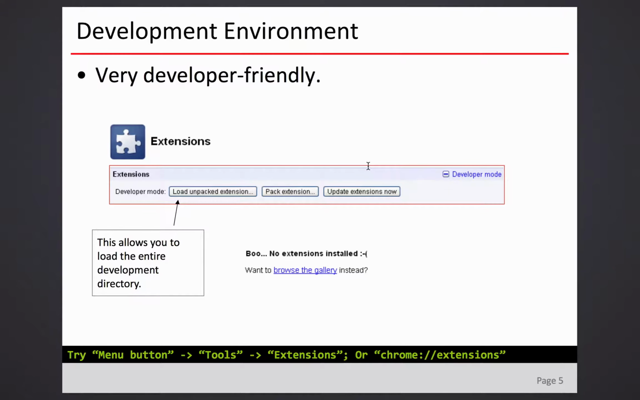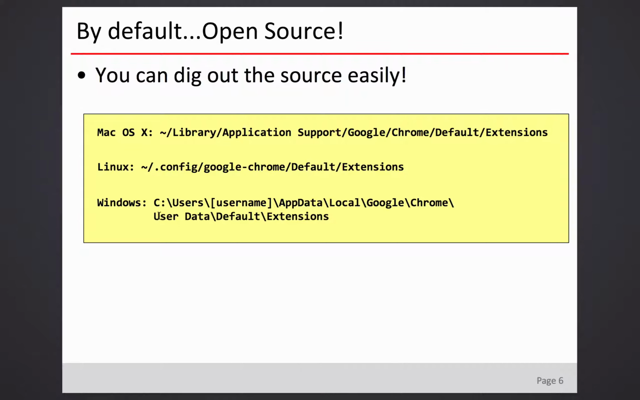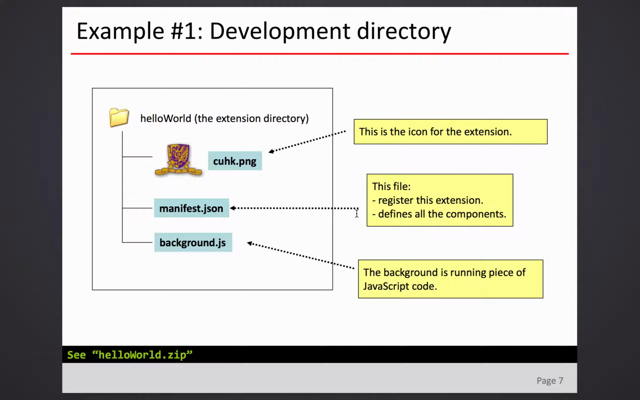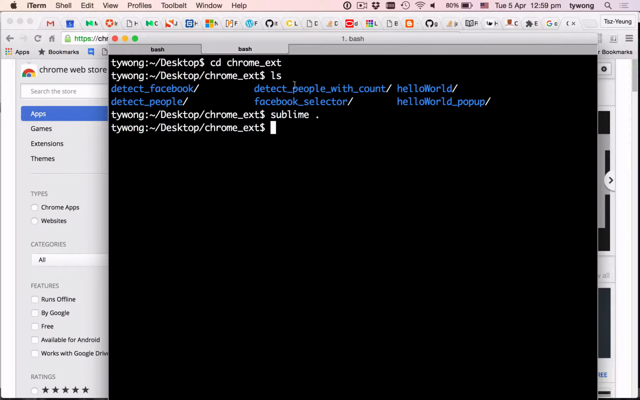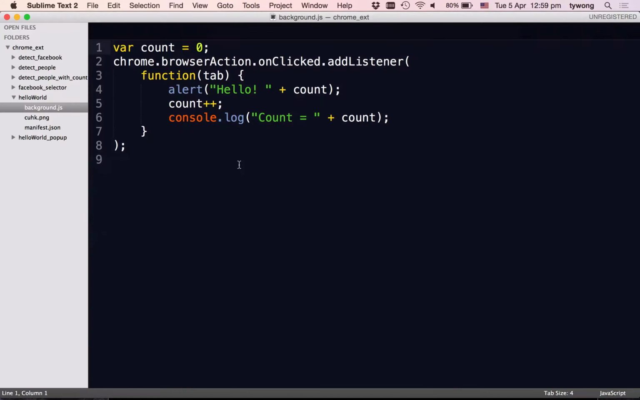Start with the Hello World. Actually, I have a Windows directory, okay? If you're interested, you go to here. I just did it once and copied and pasted here. Let's take a look at our directory structure. There are some must-have features for an extension. The background.js is the background code that is running. The icon is optional. The manifest.json is required. So let's take a look at the manifest.json, and it's called Hello World. You can take a look at the Hello World directory. Later on, let's load it together.